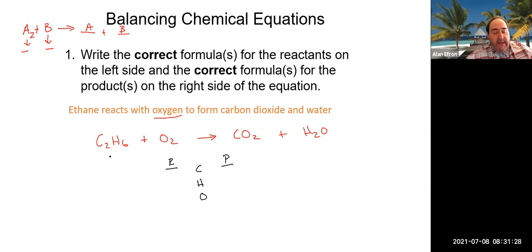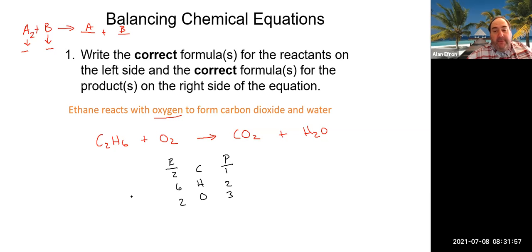So on the left hand side, we have 2 carbons. On the right hand side, we have 1 carbon. On the left hand side, we have 6 hydrogens. On the right hand side, we have 2 hydrogens. Left hand side, 2 oxygens. And right hand side, we actually have 2 oxygens here in the CO2. And we don't want to forget about the oxygen over there in the water. So that is 3 over there. So again, this table points us to, at this point, nothing is balanced.